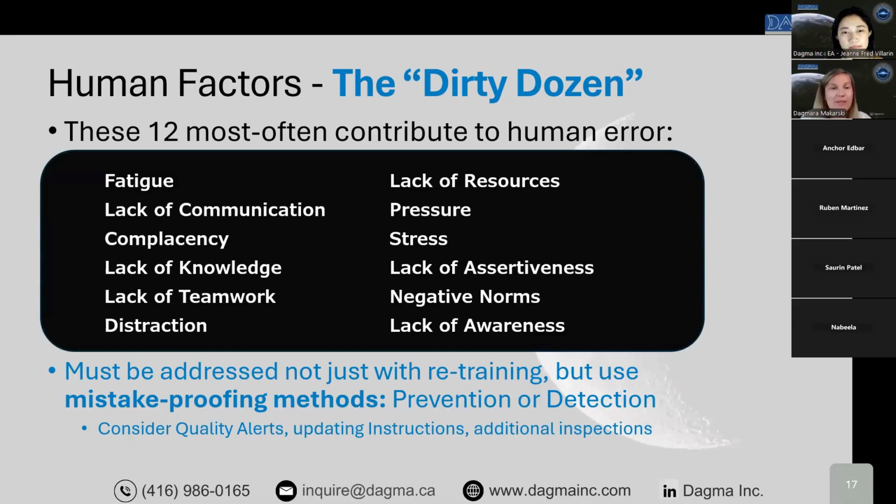So it must be addressed not just with retraining, which is most often what I see. Yep, it's a human factor. We're going to train the operator again. Chances are they've probably been trained very well because they're very seasoned in their jobs and what they do.